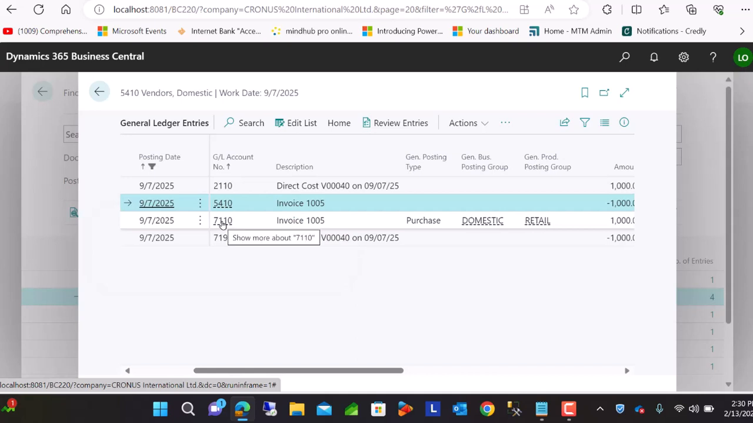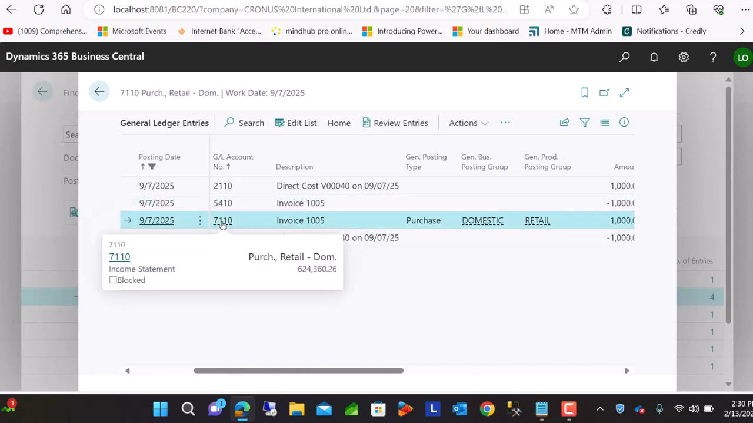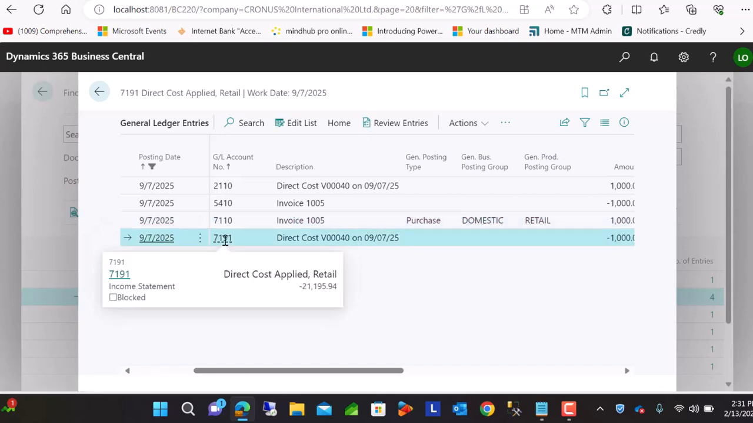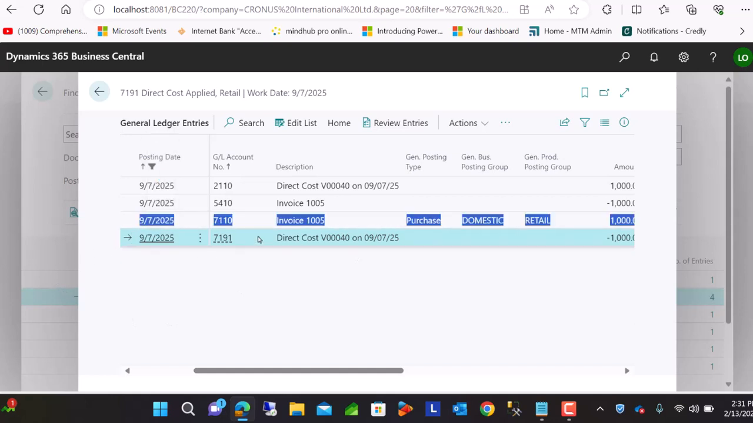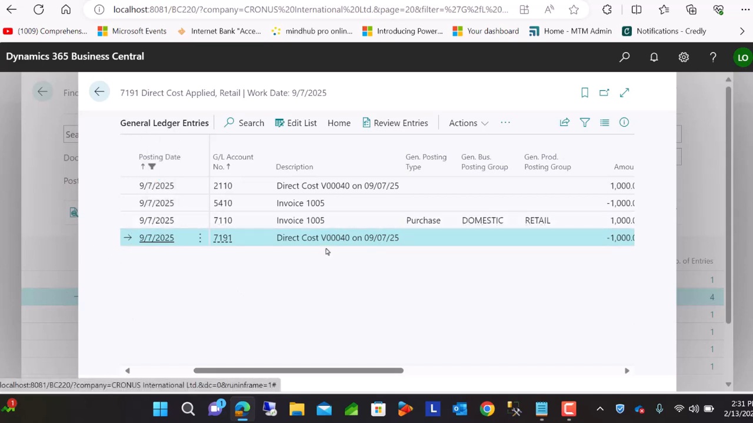So we have the purchases account being debited, as we said, while the direct cost applied account is being credited. As we said, these two accounts are offsetting accounts. They are not really part of the analysis that the system will accept from us.